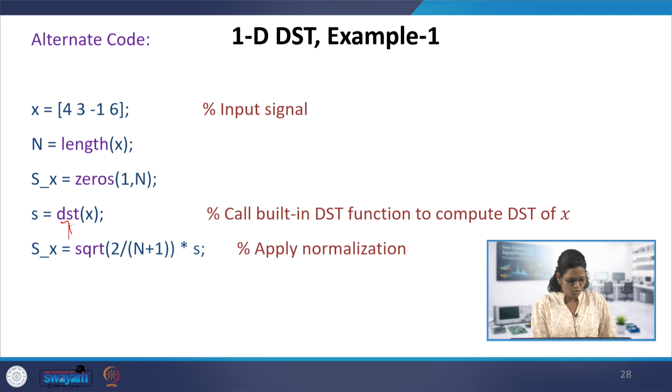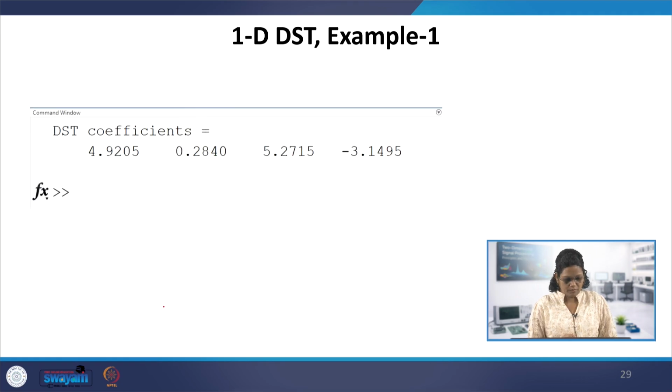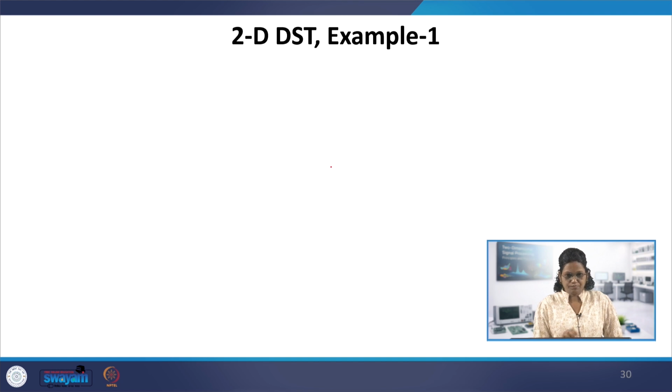The coefficient here is not considering the factor square root of 2 by n plus 1. So we have multiplied it, and get the coefficients. For both cases of the examples, the DST coefficients are 4.9205, 0.2840, 5.27 and minus 3.1495. These are the DST coefficients from which we can get back the sequence as well.